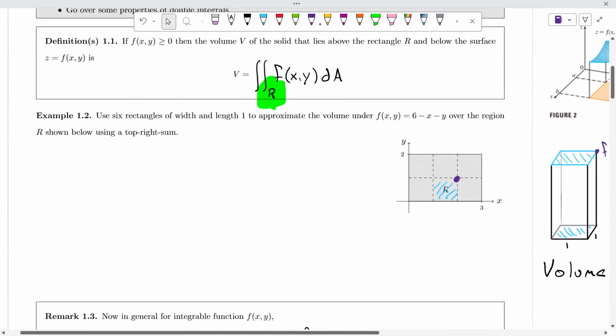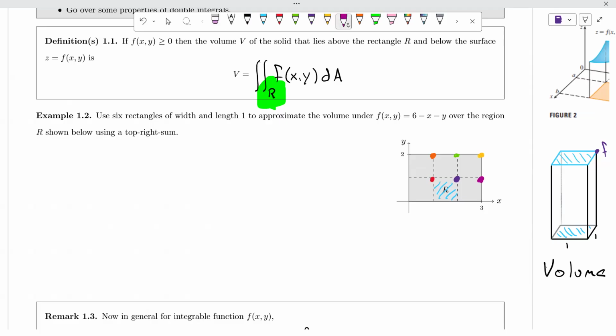So finally to the example: using 6 rectangles of width and length of 1 to approximate the volume under this function in the region R shown below using a top right sum. So that means within each of my rectangles, I'm going to use the upper right corner to figure out what my value should be. What other color do I want to add in here? How about green there, maybe. Let's put a yellow one down. Oh, what color have I not used? Oh no, yellow can go up here. Magenta we haven't used yet.